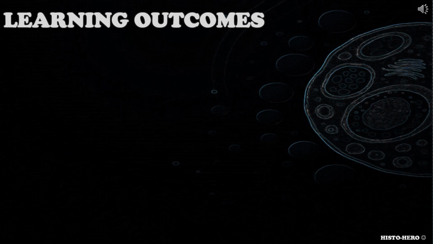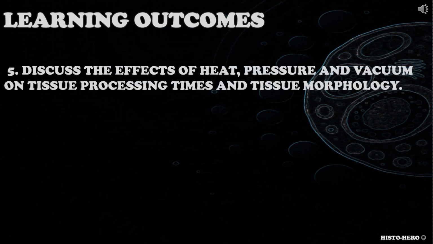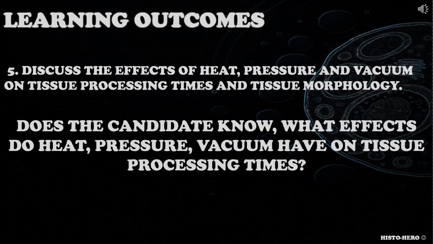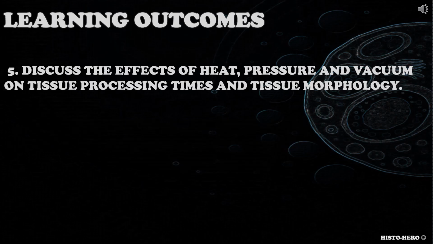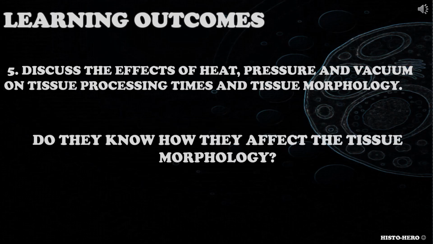The fifth learning outcome is, discuss the effects of heat, pressure, and vacuum on tissue processing times and tissue morphology. Candidate needs to know the effects of various factors affecting tissue processing. Does the candidate know what effects heat, pressure, and vacuum have on tissue processing times? Do they know how they affect the tissue morphology?